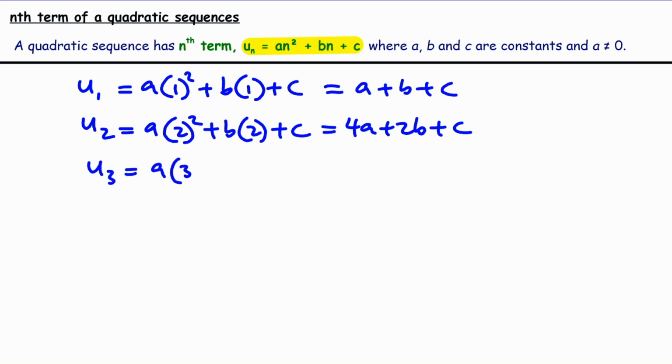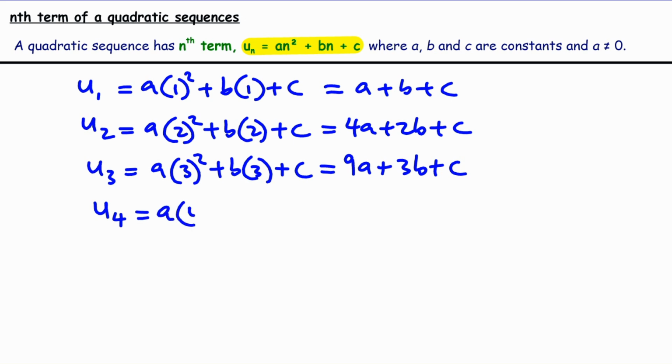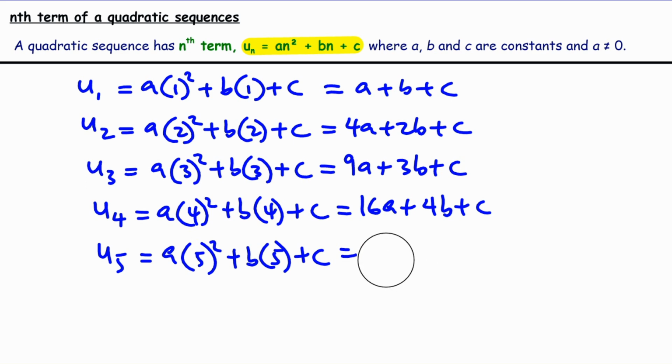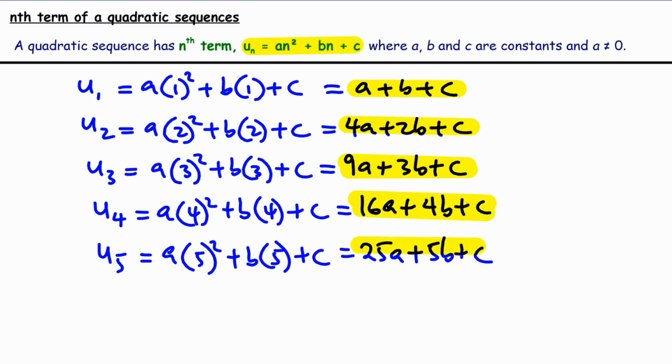The third term will be A into 3 squared plus B multiplied by 3 plus C, which will be equal to 9A plus 3B plus C. The fourth term will be A into 4 squared plus B multiplied by 4 plus C, which will be equal to 16A plus 4B plus C. And the fifth term will be equal to A into 5 squared plus B multiplied by 5 plus C, which will be equal to 25A plus 5B plus C. So these are the first 5 terms of a general quadratic sequence.